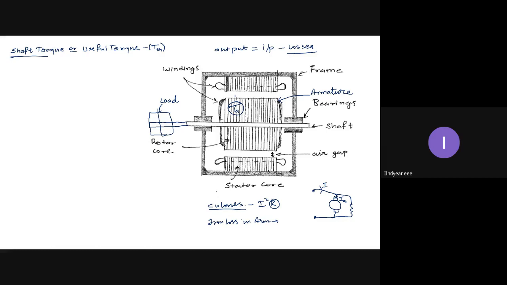Now, the current that is creating the armature torque Ta has overcome only the copper losses. It has not yet overcome the iron losses. This is one type of loss. The second type of loss that is present in the armature, because the armature is a rotating structure, is mechanical losses.